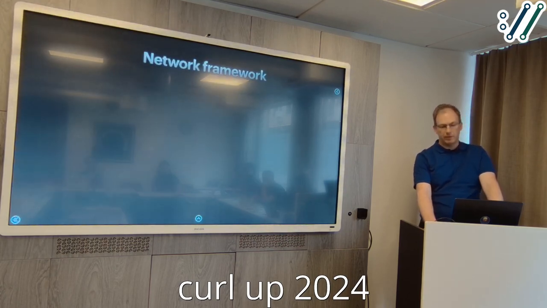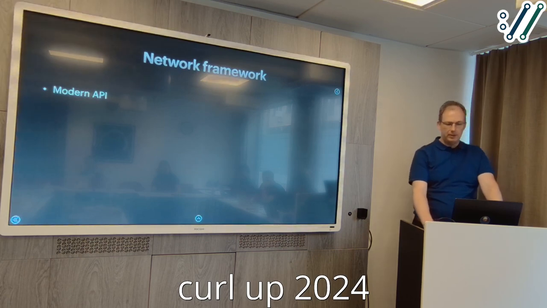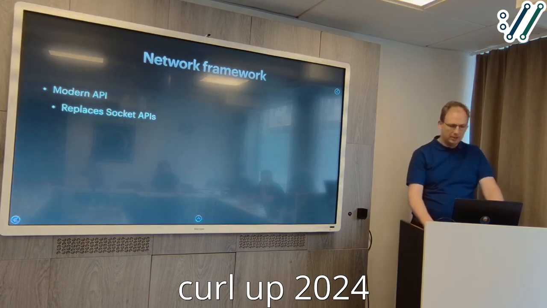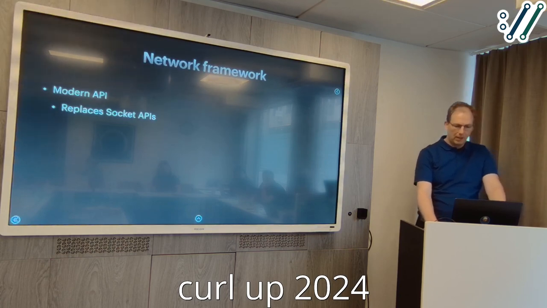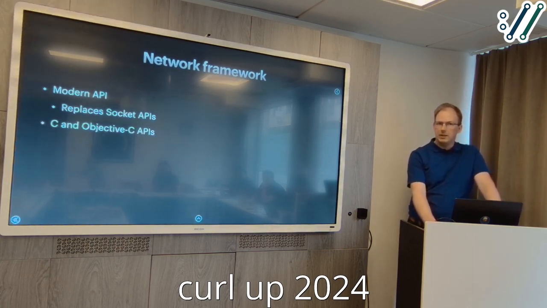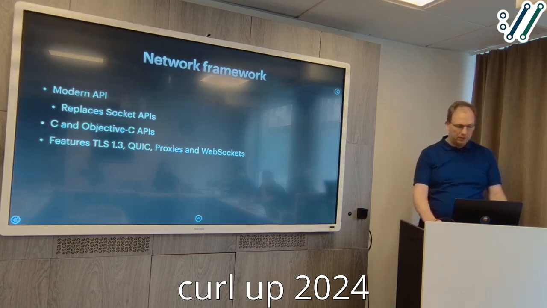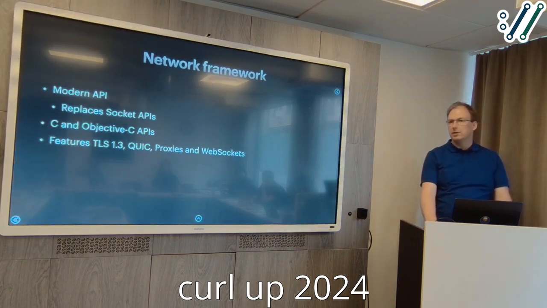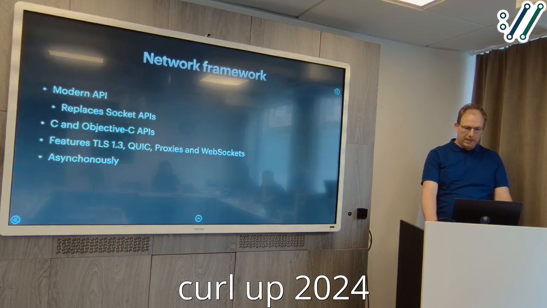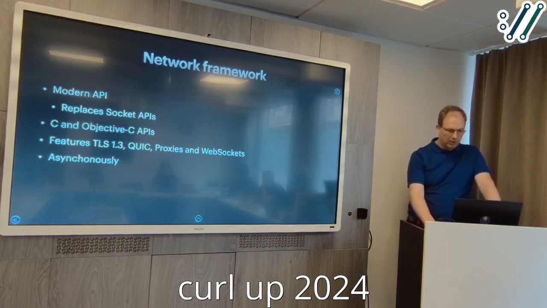Then let's take a look at the Network framework. The new API from Apple to replace the old socket APIs and Secure Transport. It's available in an API for C, plain old C, and for Objective-C if you want the object-oriented way. It can do everything you want to do: TLS 1.3, QUIC, proxies, WebSockets, everything Apple needs for themselves. It's asynchronous, and it can be worked with asynchronously, which I will show. And it may be something that could be added to curl if someone wants to do the work.